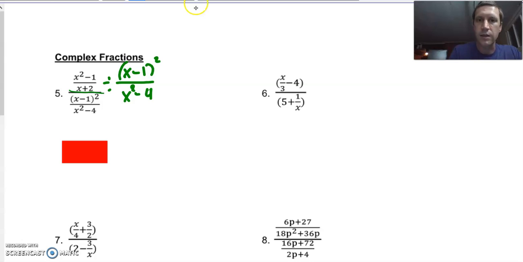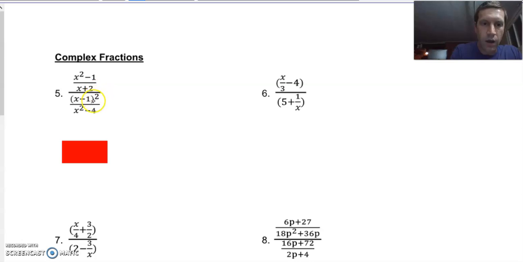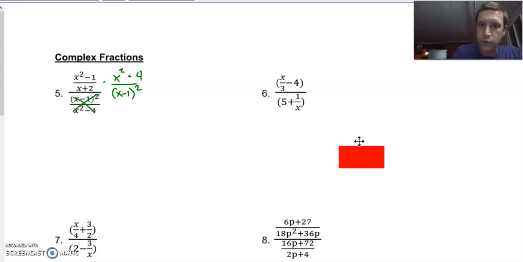Let me erase that. That was just to show you what we meant by this whole thing. Instead of dividing by this fraction, I'm going to multiply by its reciprocal, so times x squared minus 4 over x minus 1 squared. How do we do that? Same as we've been doing. This is no different than the other day. I want to factor every piece, the numerators and the denominators, as best I can.